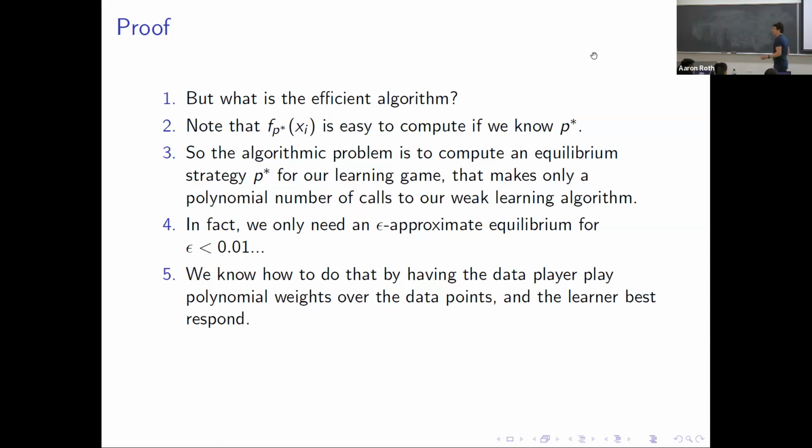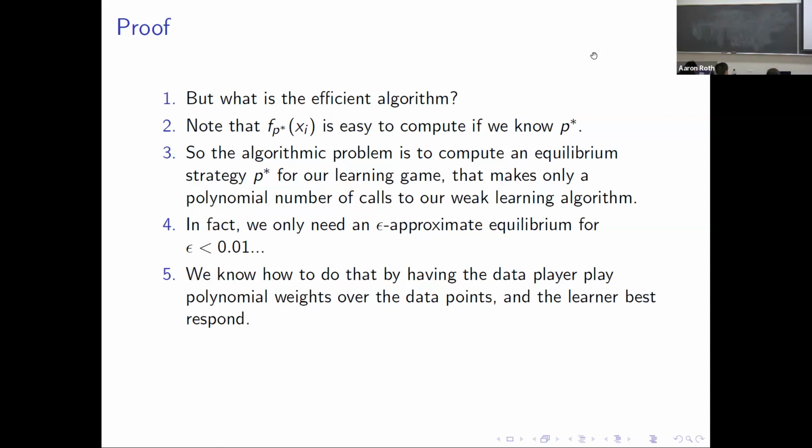That would be okay for the data player because he only has to maintain one weight for every data point. He only has n actions in this game if the data set is of size n. But that would be a huge pain to do for the learner, because his action space is potentially enormous, one for every, say, decision tree. He'd have to maintain a ton of weights.